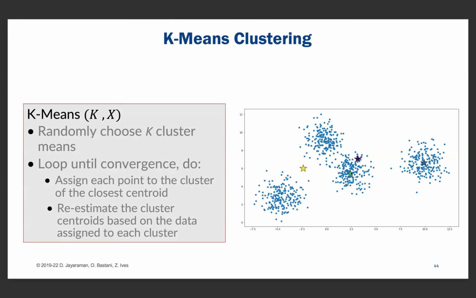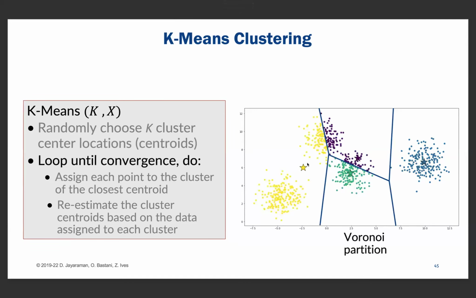In each cycle, we assign each point to the cluster whose centroid is closest. So we randomly choose these points, then assign all the remaining points to the closest centroid. Now we re-estimate the centroids based on the points that ended up in the corresponding cluster, and do it again, until the centroids stop moving. This one is already here, so this one will move here, and this one will stay there.